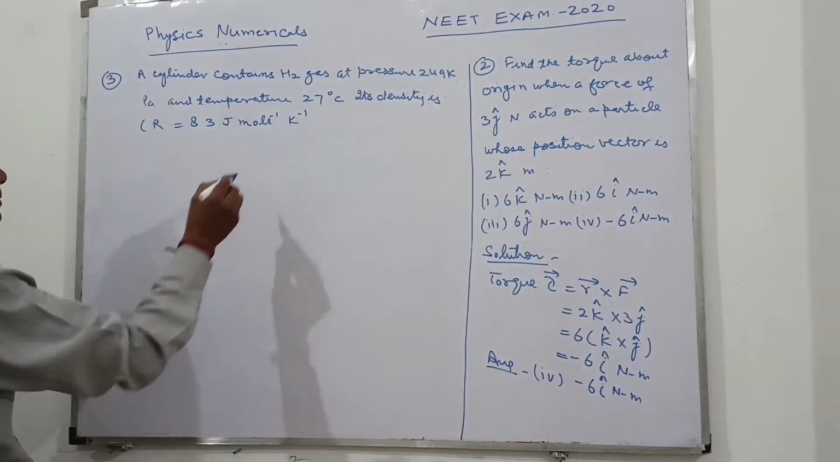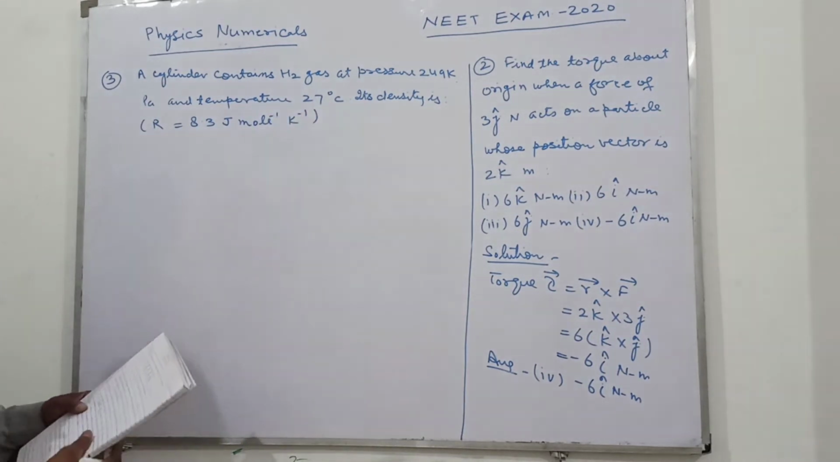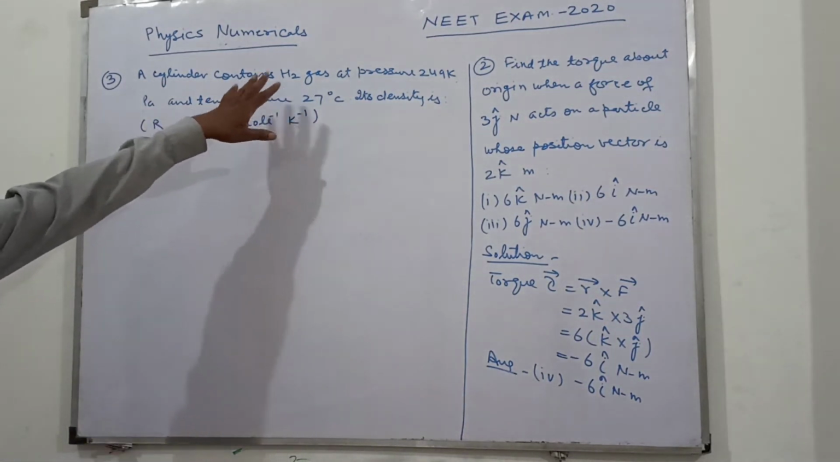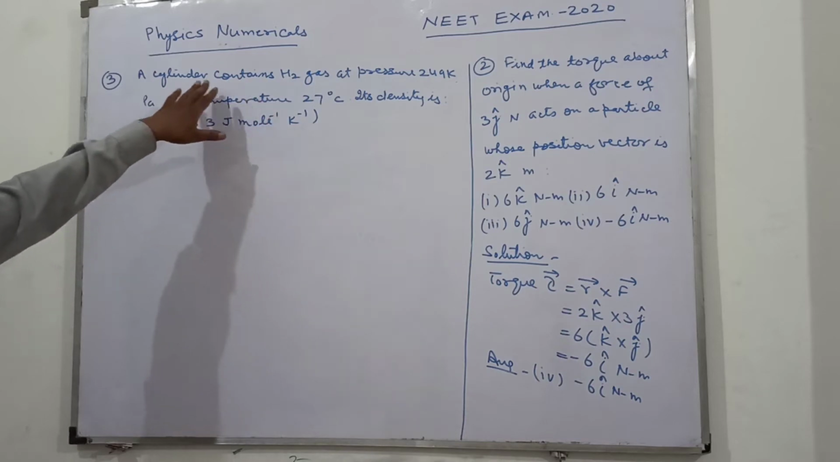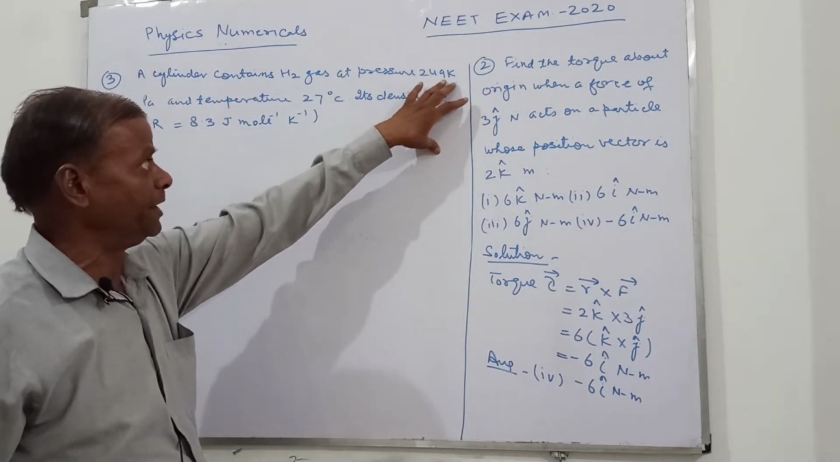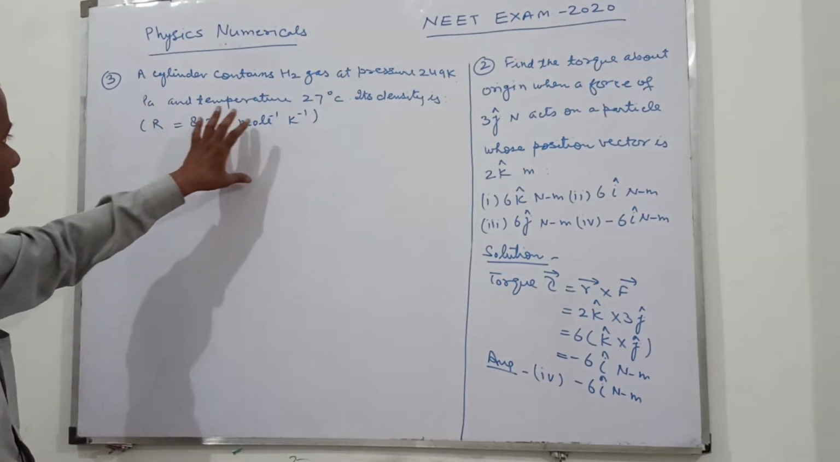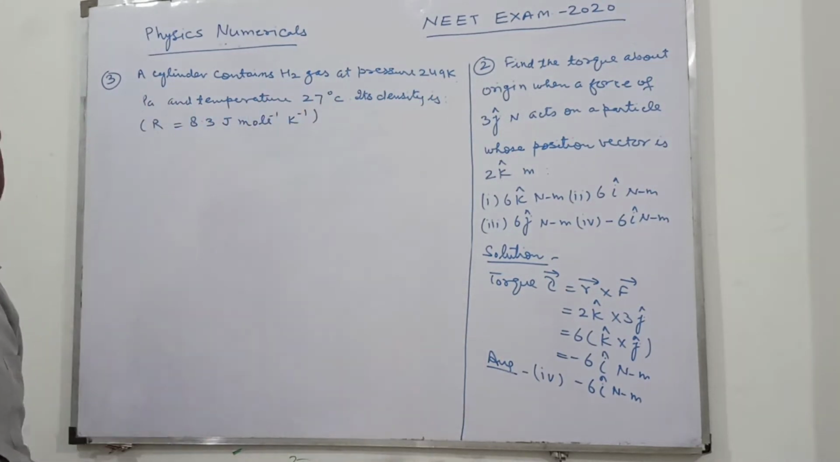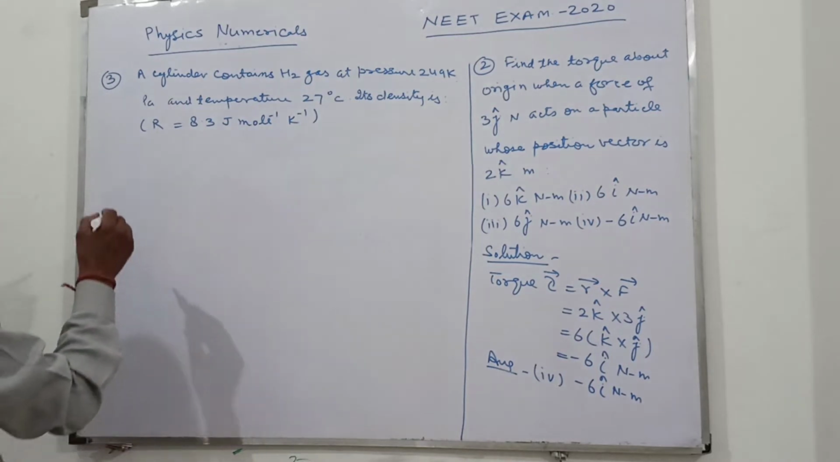K minus 1. This is given to us. You have to find the density of the hydrogen gas which is filled in a cylinder having pressure 249 kilopascal and temperature 27 degrees Celsius. So how to solve this one?